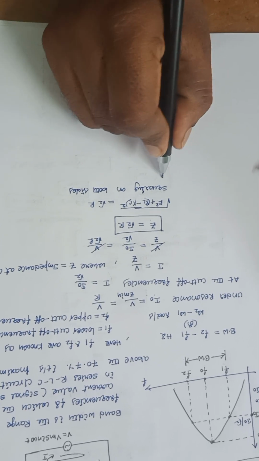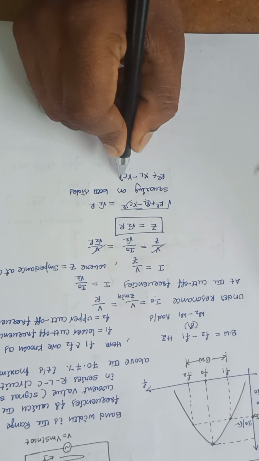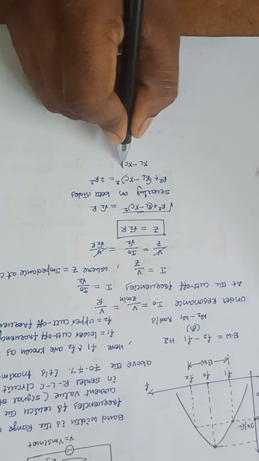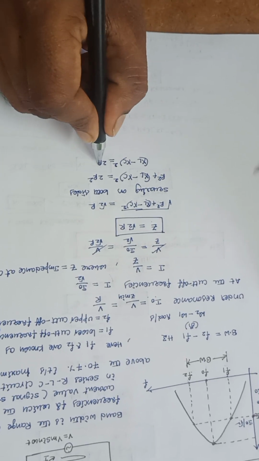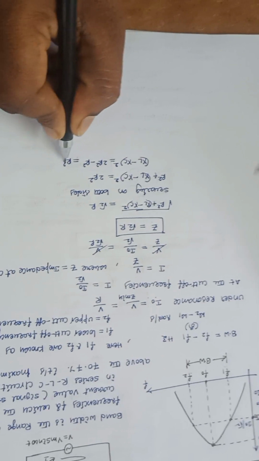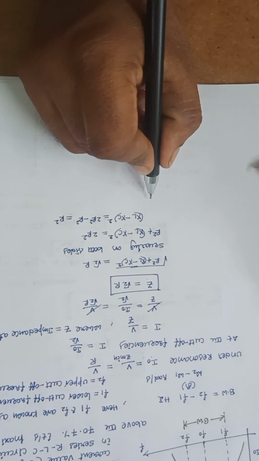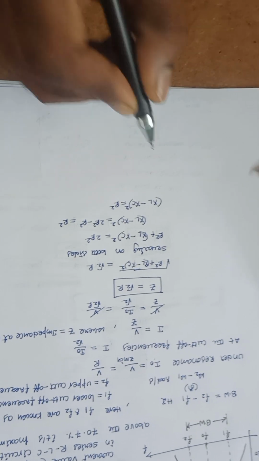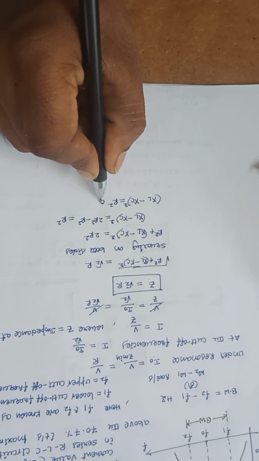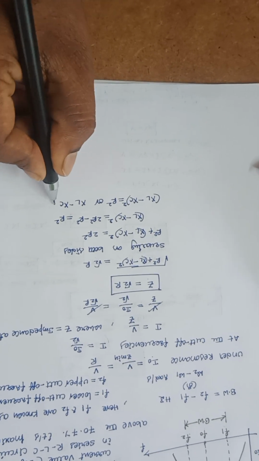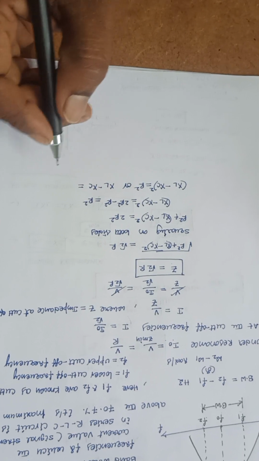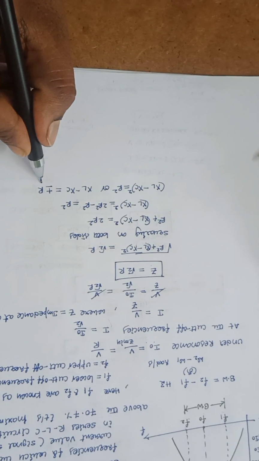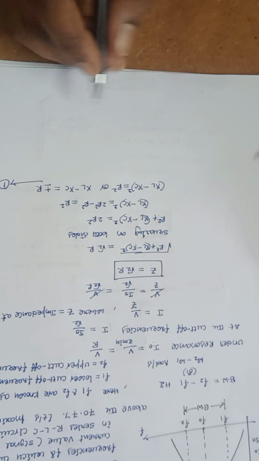What happens here? R square plus (XL minus XC) whole square is equal to 2 into R square. So (XL minus XC) whole square is equal to 2 into R square minus R square, that is equal to R square. Now (XL minus XC) whole square is equal to R square, or XL minus XC is equal to, if I take the square root on both sides of this equation, plus or minus R. So this is an important equation. Let us consider it is equation number 1.